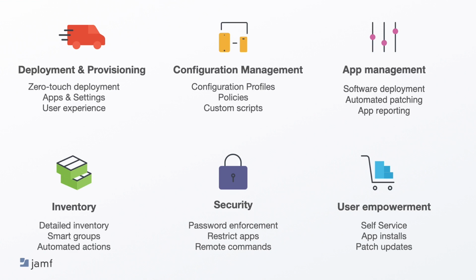What we see here is the overall life cycle of managing Macs with Jamf Pro. Deployment and provisioning, setting up the device and getting it to the end user. Configuration management, or applying the correct settings to devices. App management, ensuring the correct software and apps are on each device. Inventory, reporting on the status of each device and its software. Security, making sure devices are up to organizational standards. And end user empowerment, providing users self-help when they require resources and services. We'll walk through each of these sections in more detail.